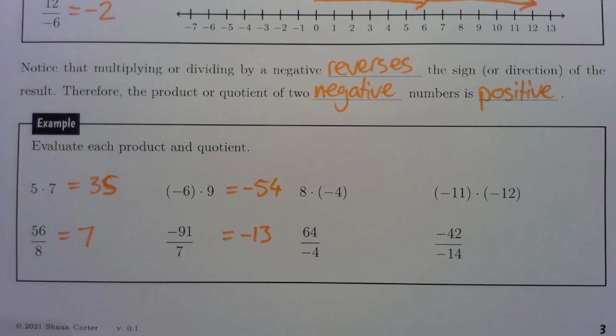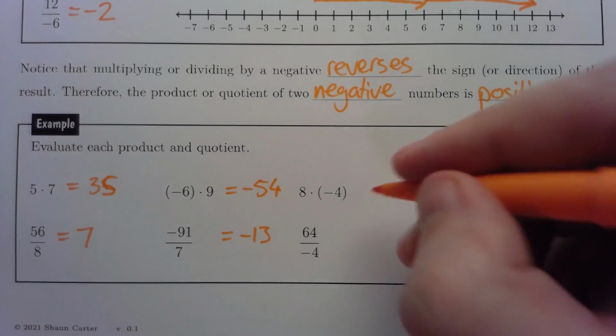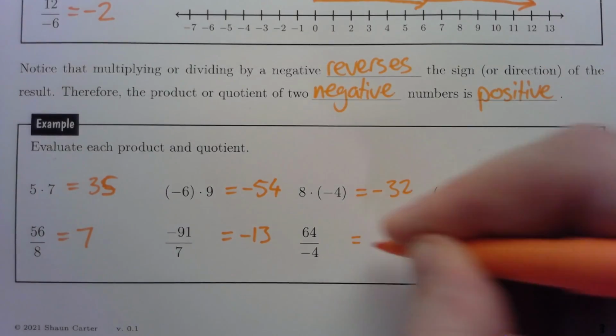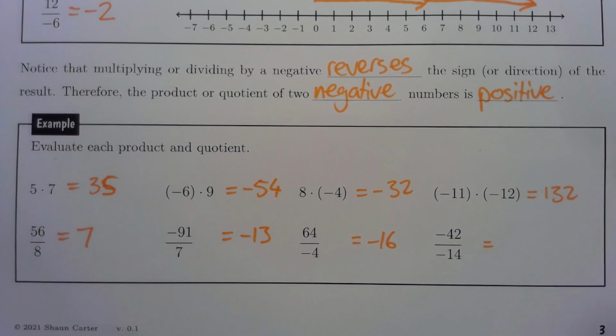If we have a positive number, which is then multiplied or divided by a negative number, that negative reverses the sign of our original number. So we get a negative result. And if we have a negative number, which is multiplied or divided by another negative number, that second negative reverses the sign. And so the result we get is positive.